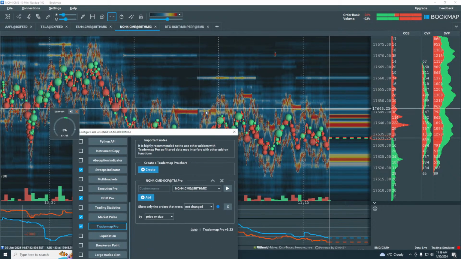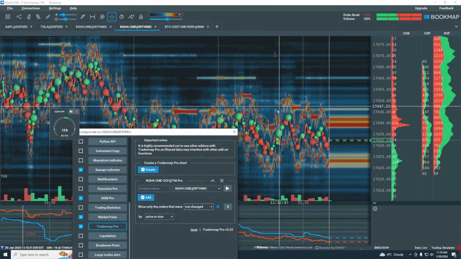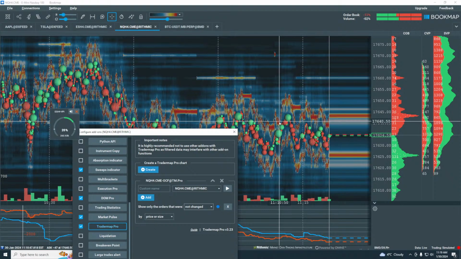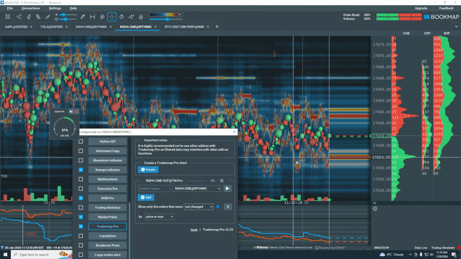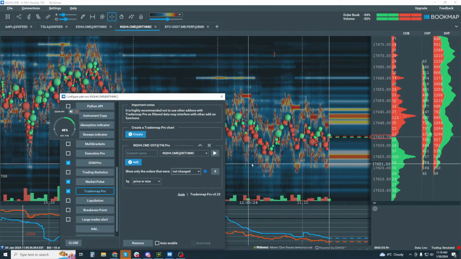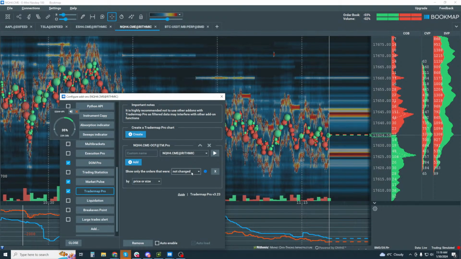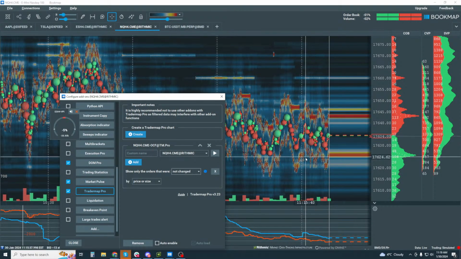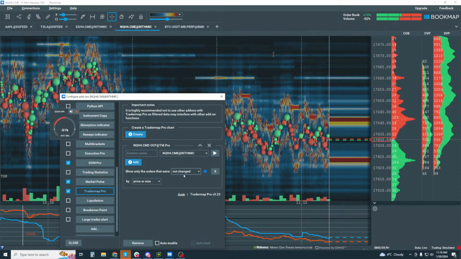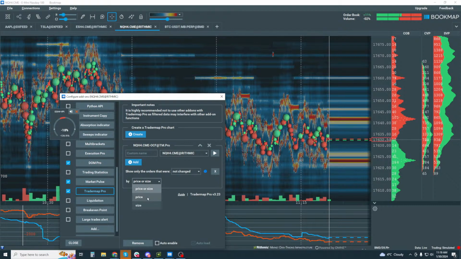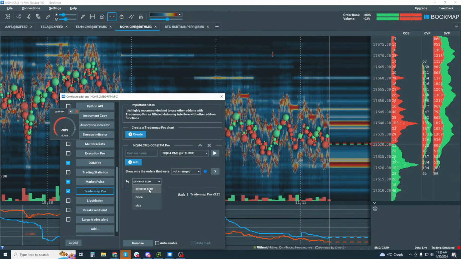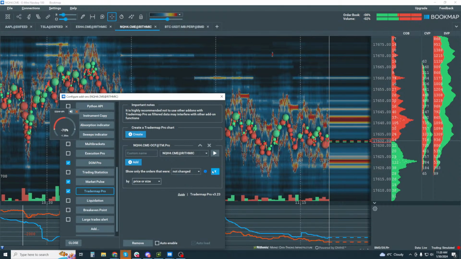Here's why. See the liquidity that's kind of following at a distance here, both on the bid and the offer. Well, it's changing. The liquidity is changing. Therefore, we want to filter out that liquidity. We want to show those that were not changed. We can use price or size, or price and size together. So let's just use price and size together here, and we'll click play.